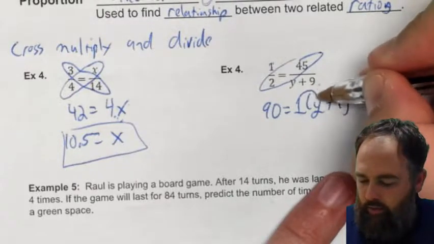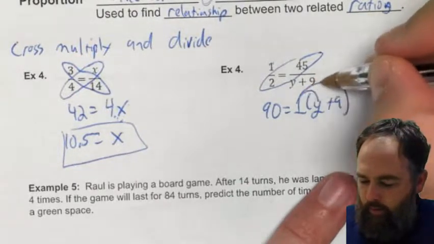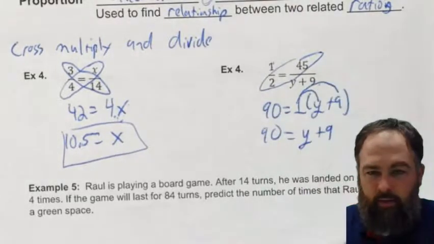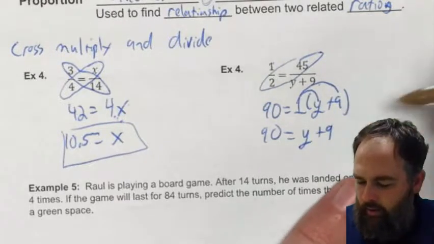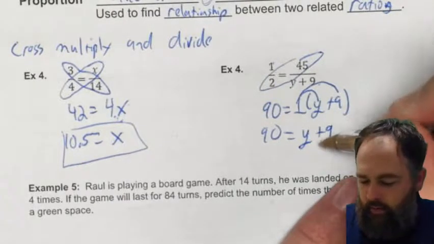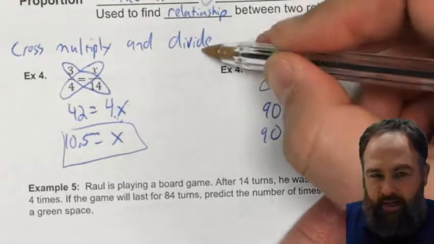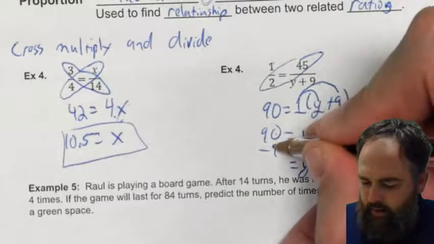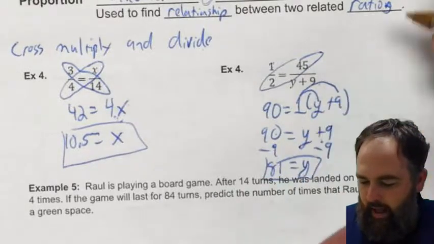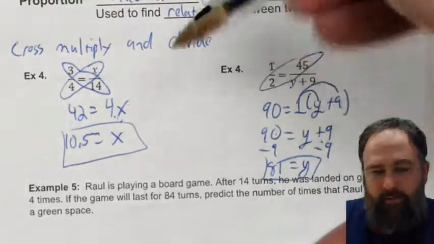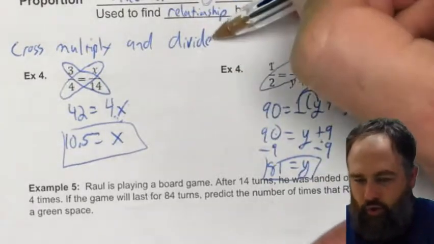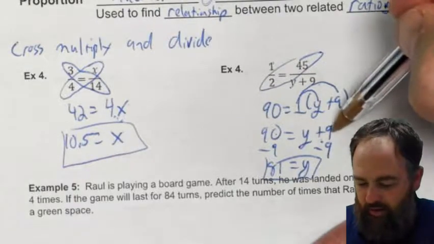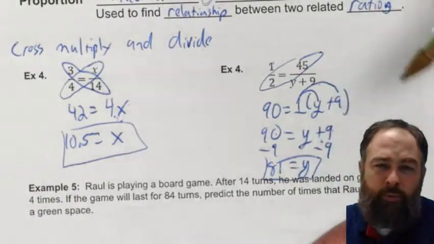So 1 times y is y. 1 times 9 is 9, and I've got a 90 here on the left. And now I've got to get rid of this 9, and the way I do that is not by dividing, but by subtracting. So 90 minus 9 is 81. And this right here is why I hate the phrase cross multiply and divide. Because if you try and cross multiply and divide every single time, then on problems like this, you're going to divide by 9 and get 10, which is completely the wrong answer.